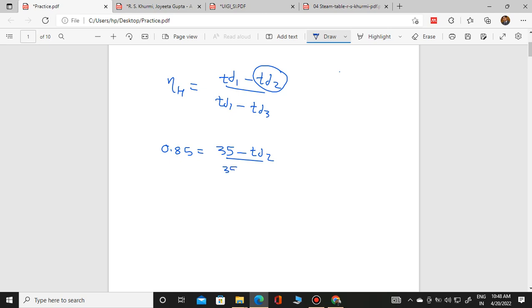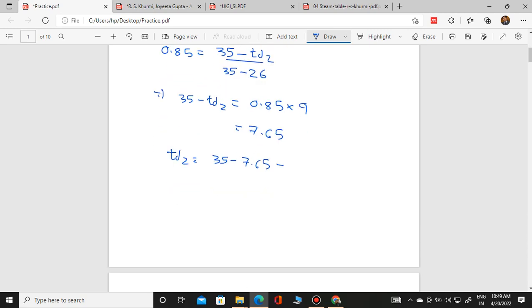Now here, 35 minus 26. Clear? So here the answer will be: 35 minus TD2 equals 0.85 into 9, so that is our 7.65. So what will be TD2? TD2 will be 35 minus 7.65, which is 27.35. So this is the temperature at which air is coming out from the duct.